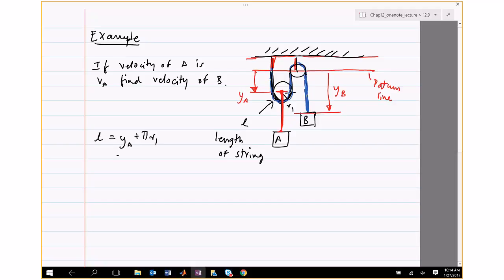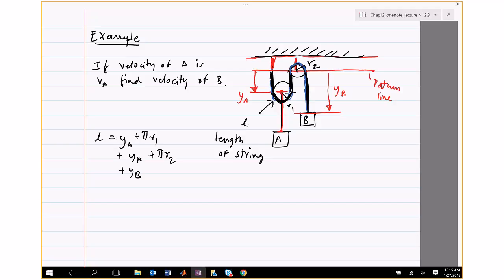Similarly, what's this distance? It's YA, right? It's the same as this. Then the string wraps around the second pulley, and let's say that this is R2. So it's pi times R2. And then we're left with this part, which is YB. So the length of the string is YA plus pi times R1 plus YA plus pi times R2 plus YB. Is that clear? So this is the key step.